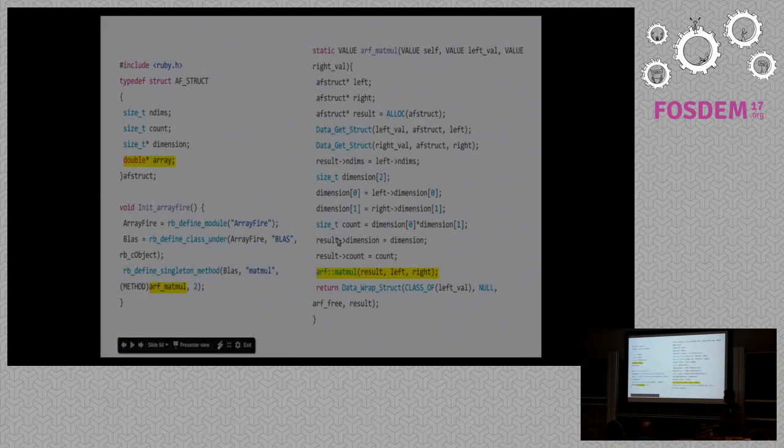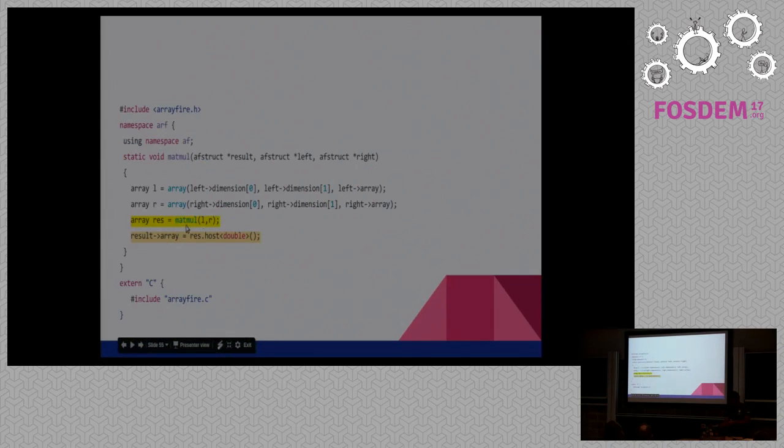For example, this is how I implemented matrix multiplication. I just included ruby.h, and I created a data structure for the ArrayFire object. Then I bind it to the Ruby frontend in Init ArrayFire. I create a function called arfmatmul. This is being cast here because this code is actually in a CPP file, and what the Ruby frontend expects is a C file. So next I do an arfmatmul, and this finally goes to this line of code where I just multiply.